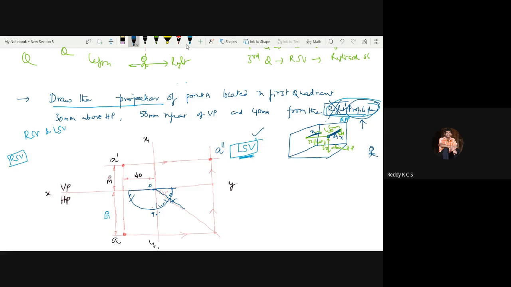Second one, a point is 35 mm below HP, 20 mm behind VP, and 25 mm behind the right profile plane. Full stop. Draw its projections.